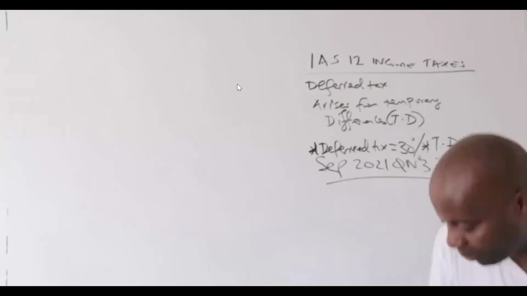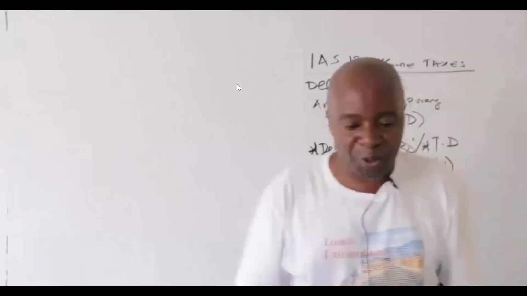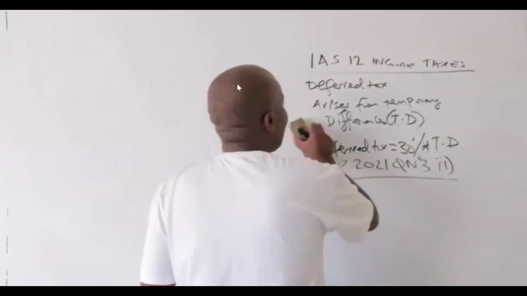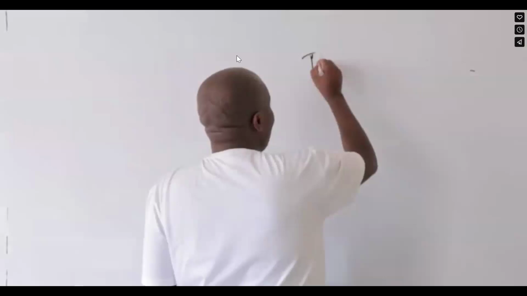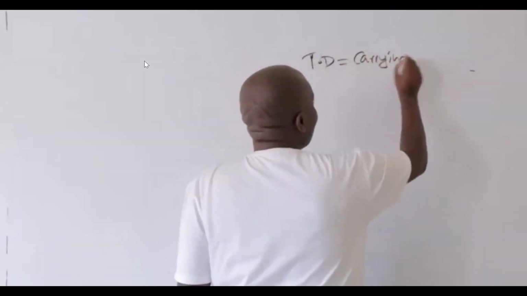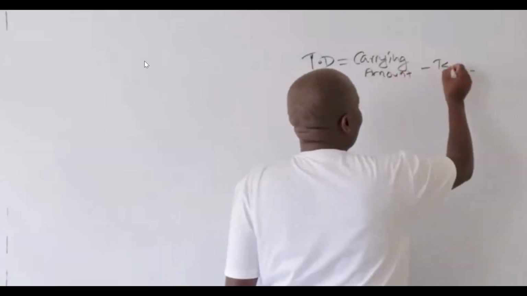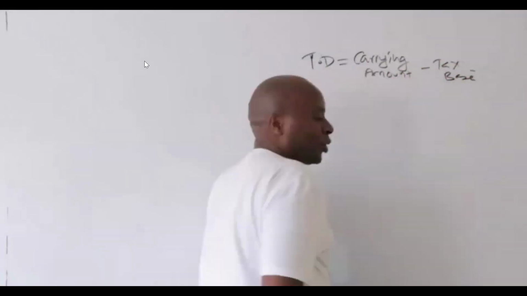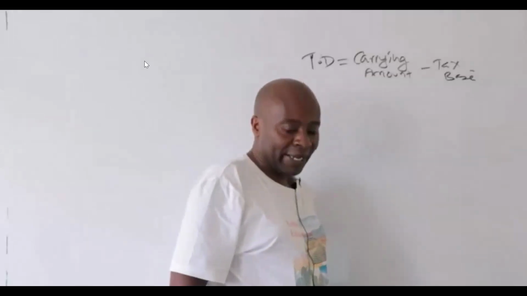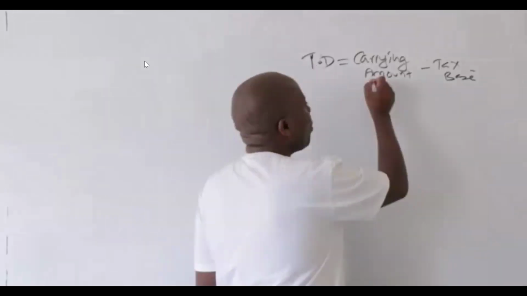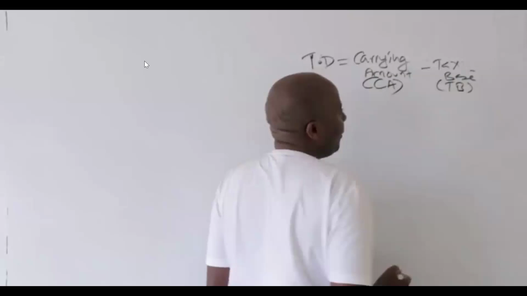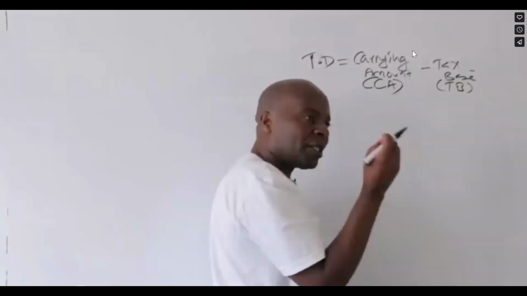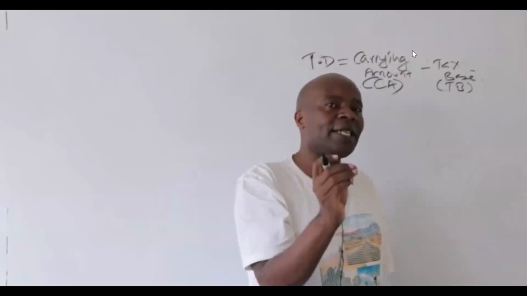So, ladies and gentlemen, how do we get temporary differences? Very easy. Temporary differences, TD, will always be equal to carrying amount minus tax base. Carrying amount minus the tax base. This one we shall be calling CAR, and this one will be our TB. Carrying amounts, of course, are the amounts that you put in your financial statements, reflecting the values of assets.